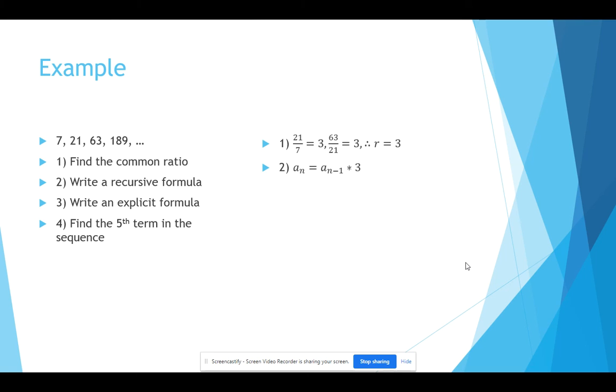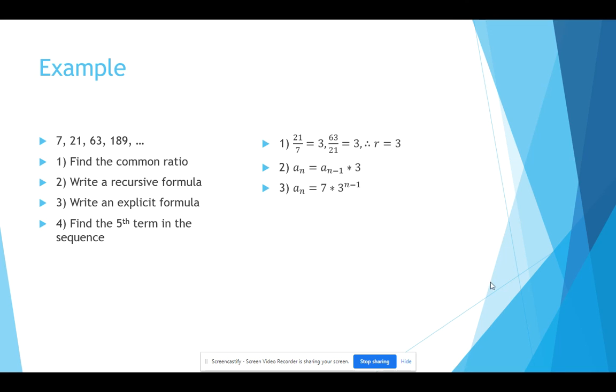So the recursive formula is going to be A sub n equals A sub n minus 1 times the common ratio, which is 3. The explicit formula will be A sub n equals A sub 1, which is the first term, in this case 7, times the common ratio, which is 3, raised to the power of n minus 1.